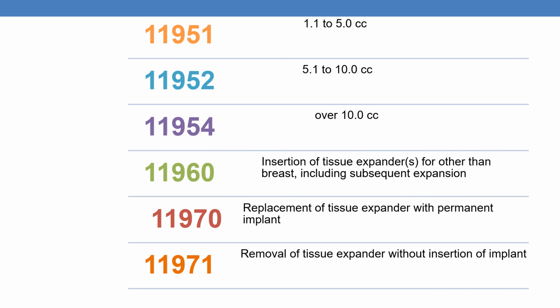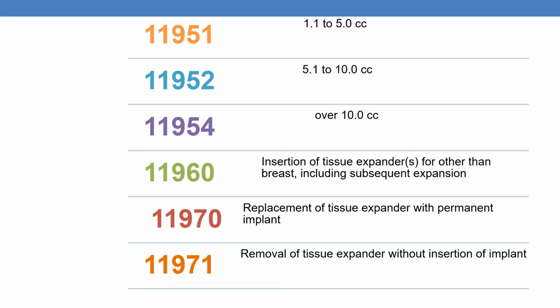The next CPT is 11951, which is subcutaneous injection of filling material. Example, collagen, 1.1 to 5 cc. The next is 11952, subcutaneous injection of filling material. Example, collagen, 5.1 to 10 cc. The next is 11954, subcutaneous injection of filling material, for example, collagen over 10 cc.